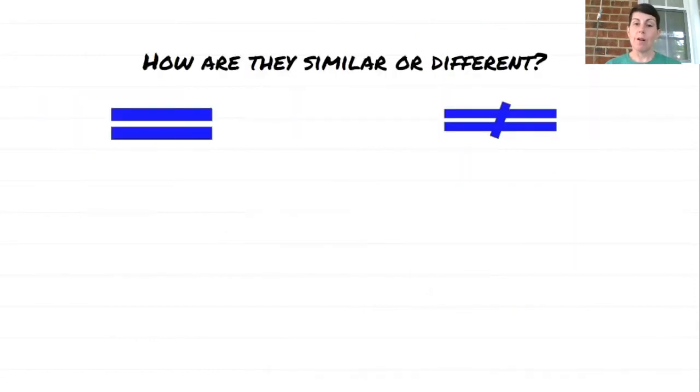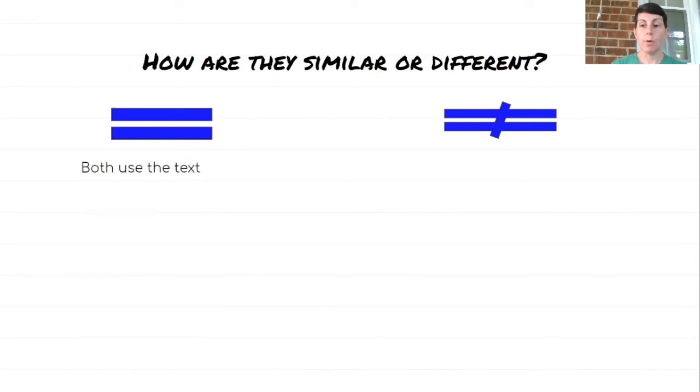So, how are inferences and conclusions similar or different? You can see that they have the equal sign over on the left-hand side of the screen. That means that those are how they're the same. And then on the right hand of the screen, I have an equal sign with a little slash through it. That means how they are different. I want you to take a second and think about how conclusions and inferences are similar and different.